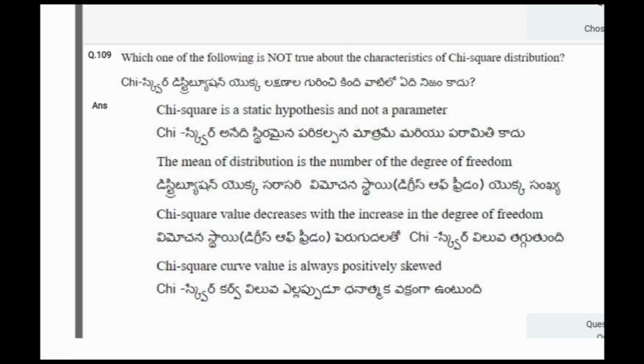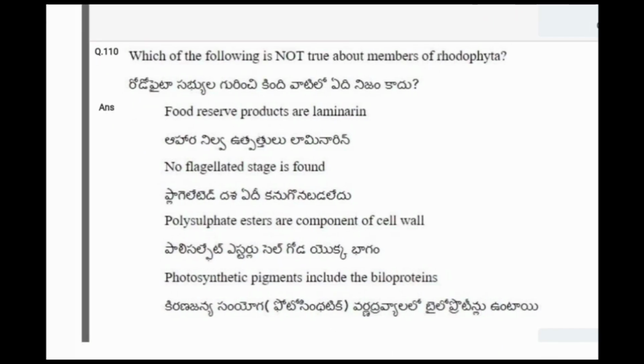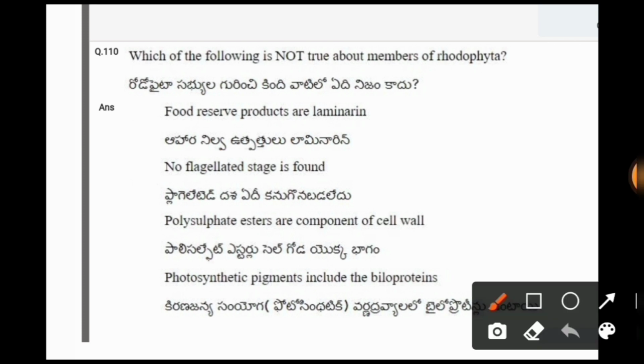Next question. Which of the following is not true about members of Rhodophyta? So the food reserve products are laminarin. No flagellated stage is found. Polysulfate esters are component of cell wall. Photosynthetic pigments include the biliproteins. The correct option is the first one. The food reserve products are laminarin.